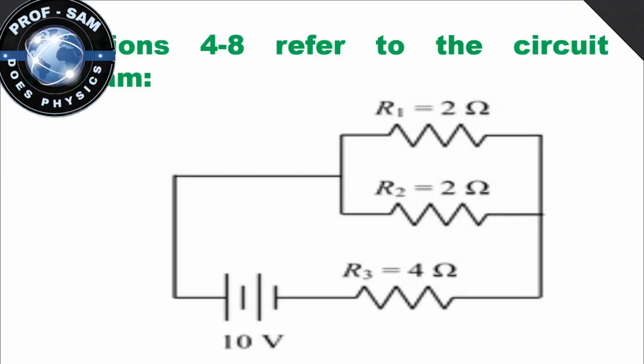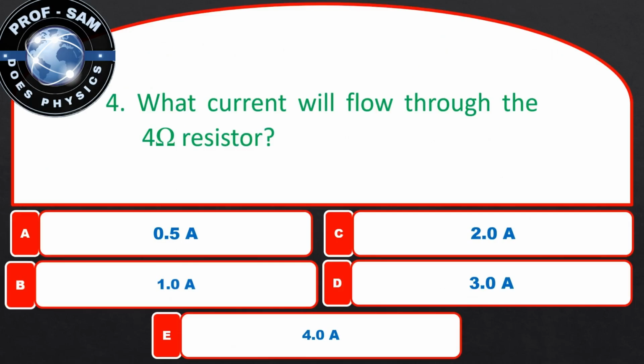Questions 4 to 8 refer to the following circuit diagram. We have 2 resistors in parallel and connected in series with another 4 ohm resistor, all together connected to a 10 volts DC power supply. Question 4 says, what current will flow through the 4 ohms resistor? The keyword there is current will flow through the 4 ohms resistor.